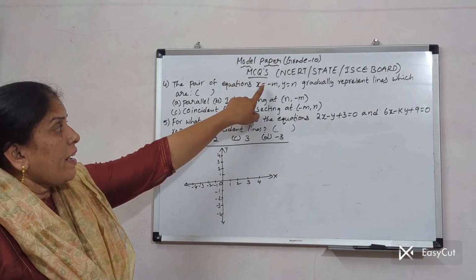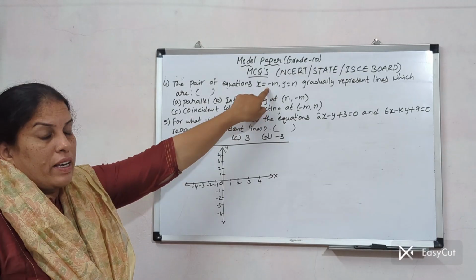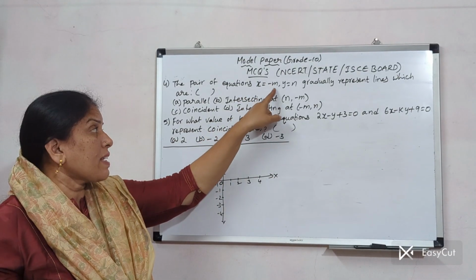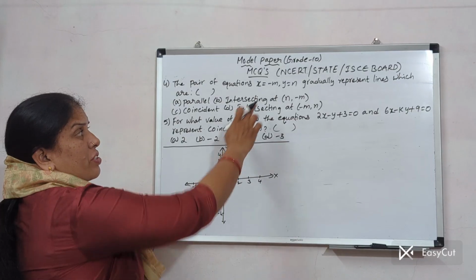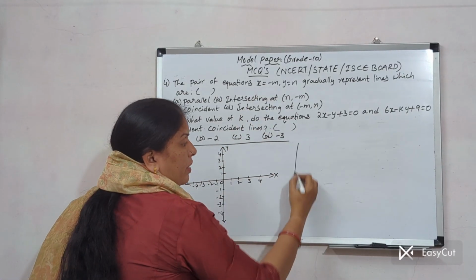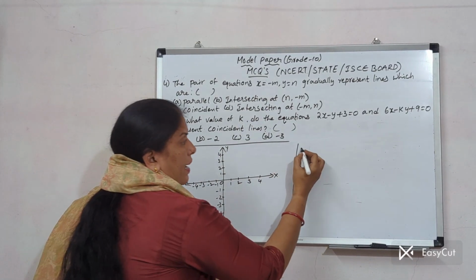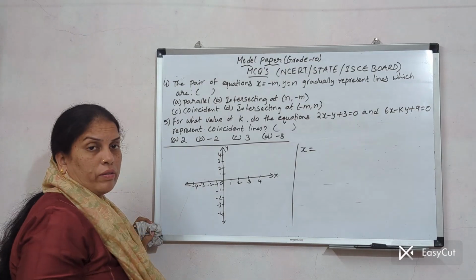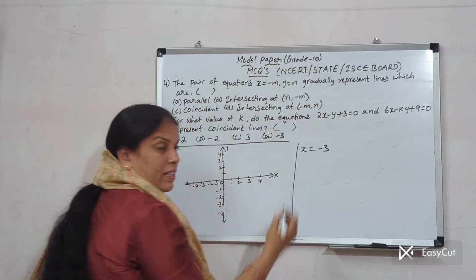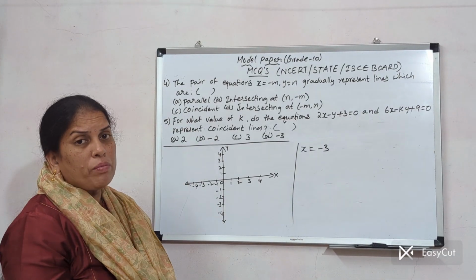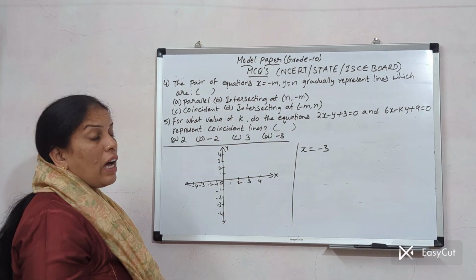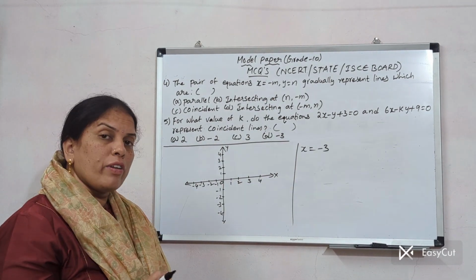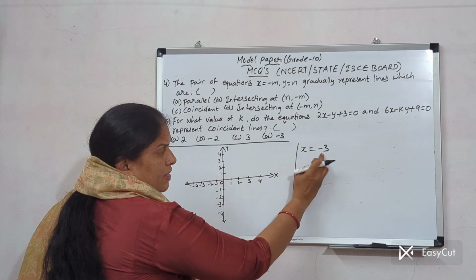They have given x is equal to minus m. Now we will plot the x value minus m on the x-axis. See here, instead of minus m, take any other example. x is equal to minus 3 I will take. Okay? x is equal to minus 3. Instead of m I will take 3. Now I am showing an example, then it will be clear for you. x is equal to minus 3.